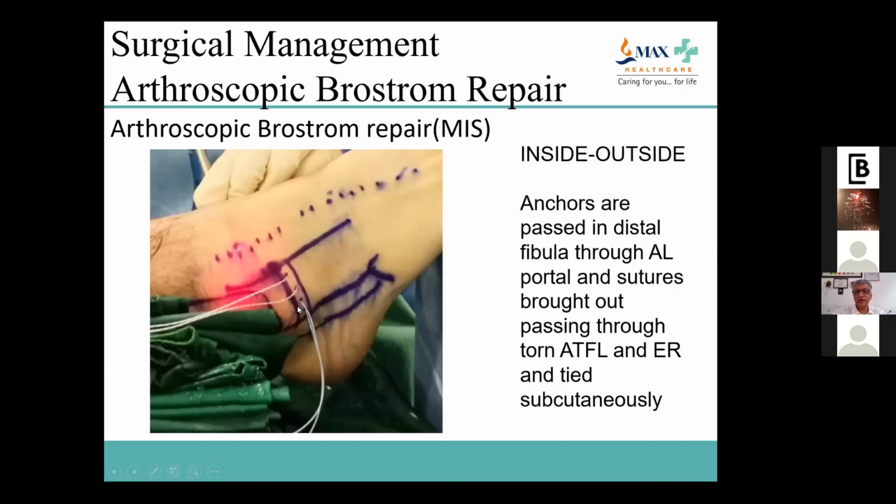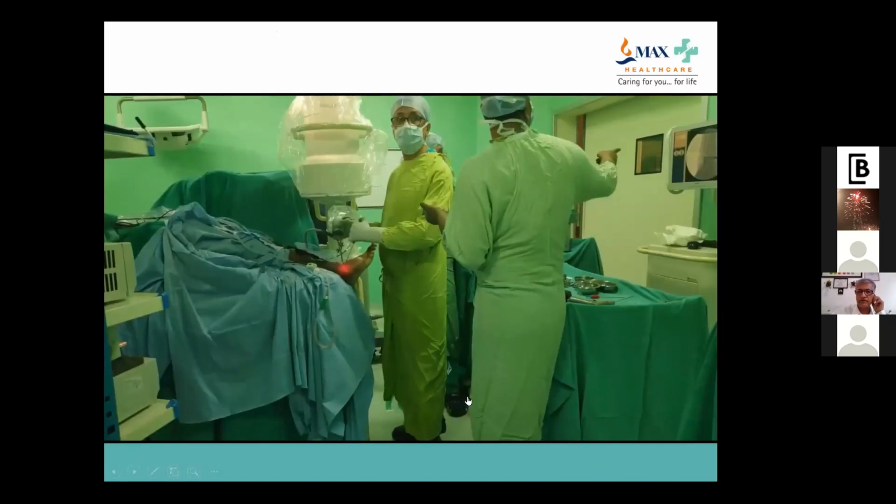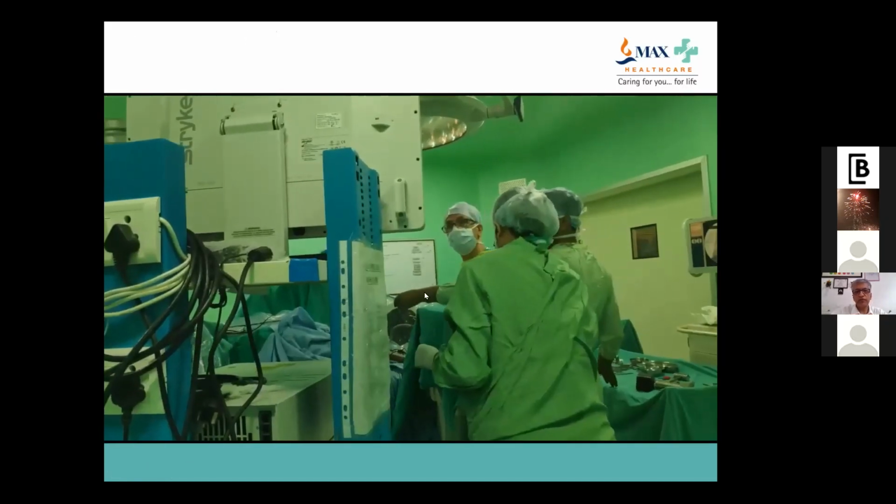So these threads are coming out from inside to outside. That is why it is called inside-outside technique. So these sutures are then tightened in such a way, by making a subcutaneous tunnel, that the knot stays close to the fibula, like in normal Brostrom Gould repair. So let's see, this is what I'm performing here.